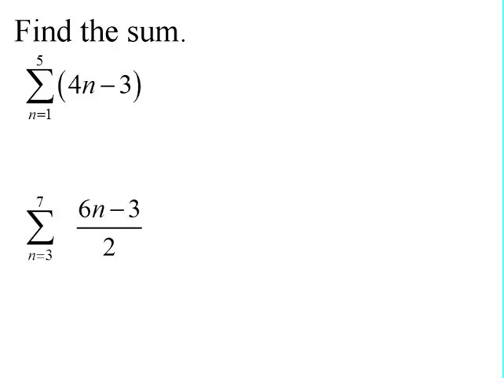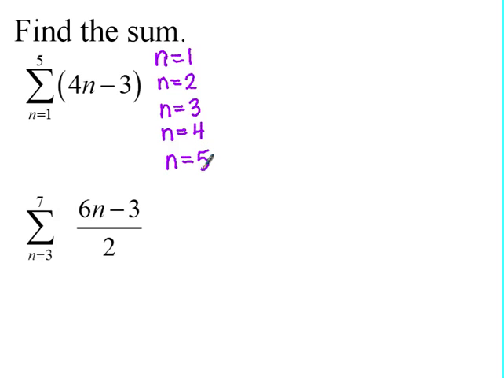This one says find the sum. It would be read as the sum of 4n minus 3 from n equals 1 to 5. So I'm going to start with n equals 1. Here's n equals 1, and then I have n equals 2, n equals 3, n equals 4, and n equals 5.